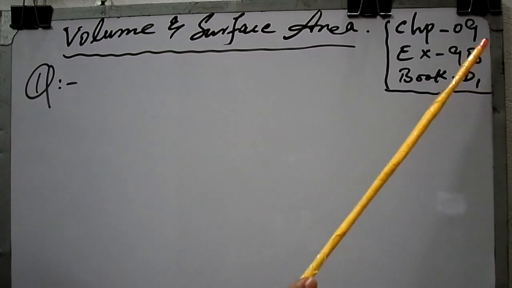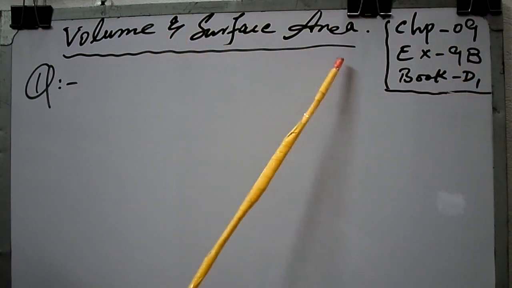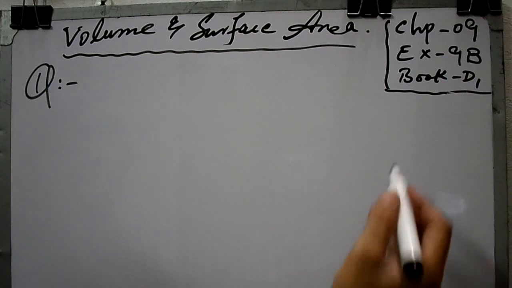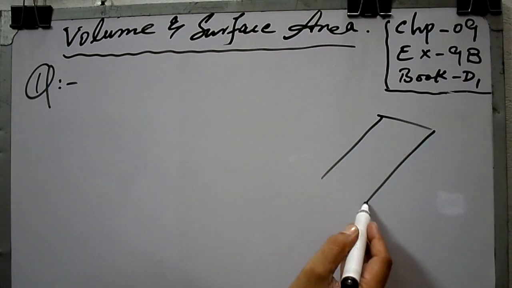Today we will discuss chapter number 9, exercise 9B, book D1, volume and surface area. So question number 1. Find the volume of the following right prisms. You can see in your textbook the prism is given to you like this. That is a prism just like this.